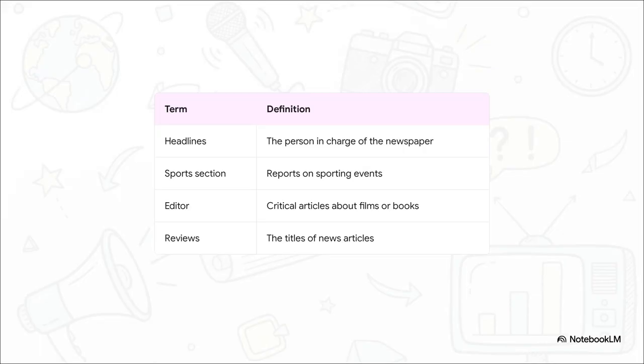Here we go. On the left, you've got 4 key terms: headlines, sports section, editor, and reviews. And on the right, you'll see the definitions. Just take a moment to match them up. Go ahead and write down your answers, and hey, no pressure. We're going to go over everything at the end.